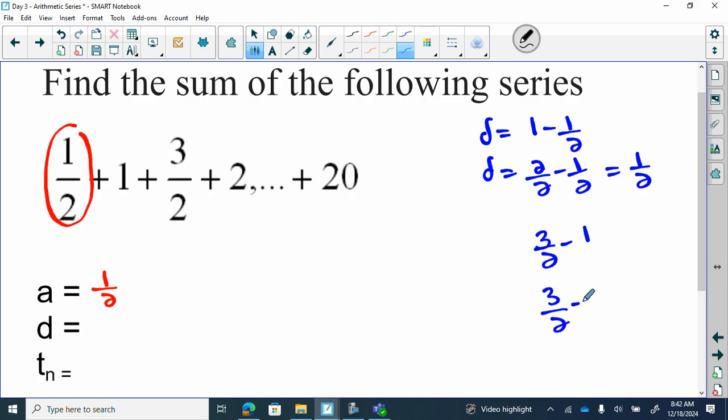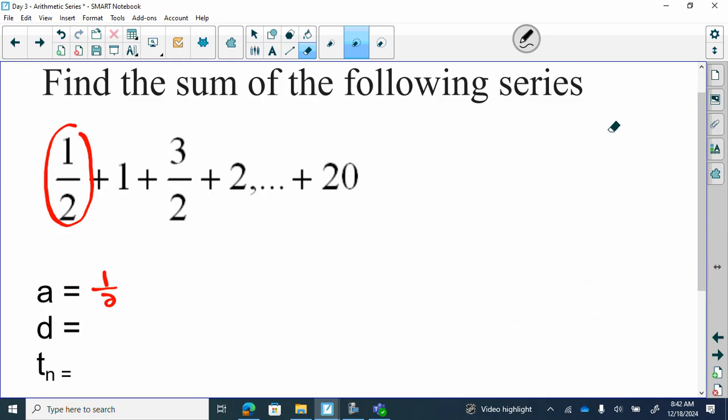That'd be 3 over 2 minus 2 over 2. Also what? This would be 4 over 2 minus 3 over 2. Every time the common difference is a constant 1/2. That tells me that this is arithmetic. The common difference is also 1/2. Tn is 20. Attaboy, John. Okay, the last term is 20.